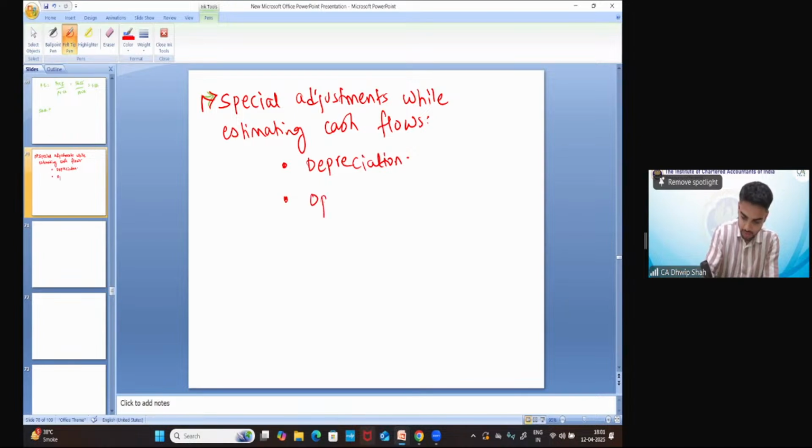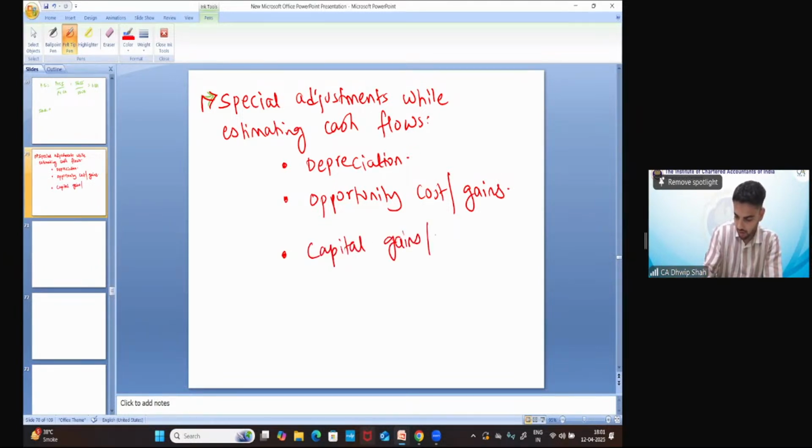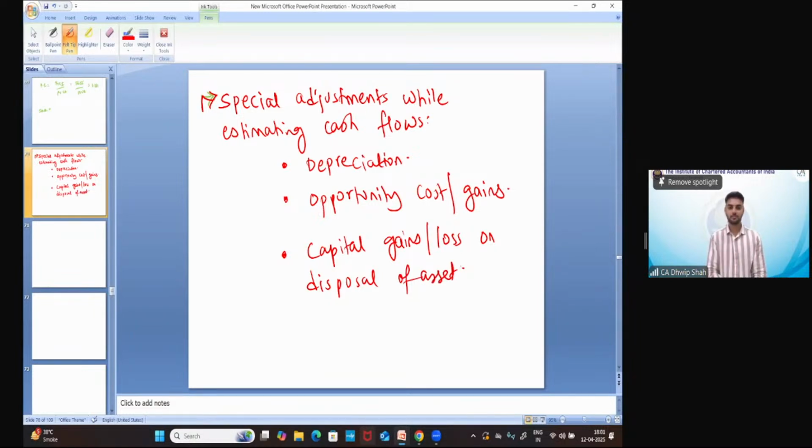Second, it is related to opportunity cost or gains. Third, capital gains or loss on disposal of asset. Once the project ends, there are likely chances that the company may dispose of the assets. In that case, capital gains may arise or capital loss may arise. So how to deal with those adjustments while estimating the cash flows, we will learn today.